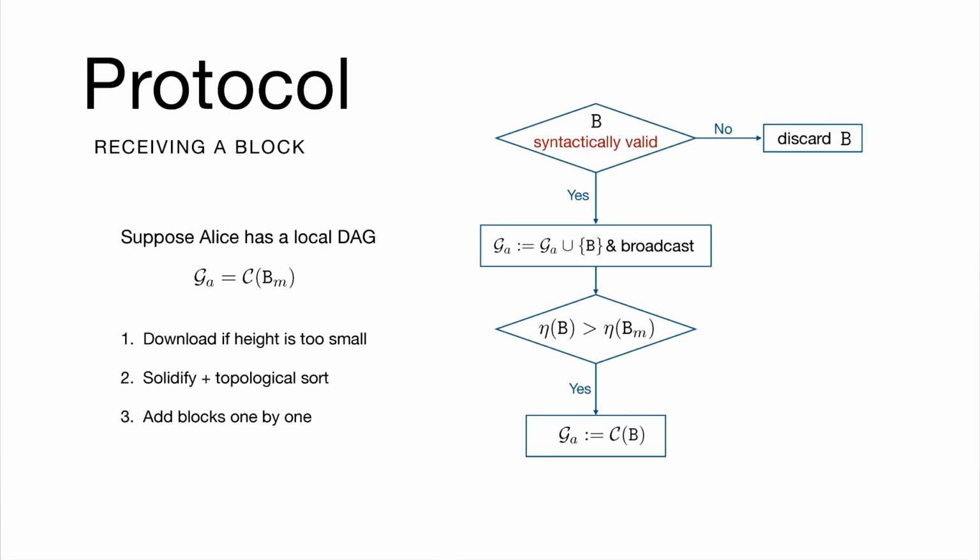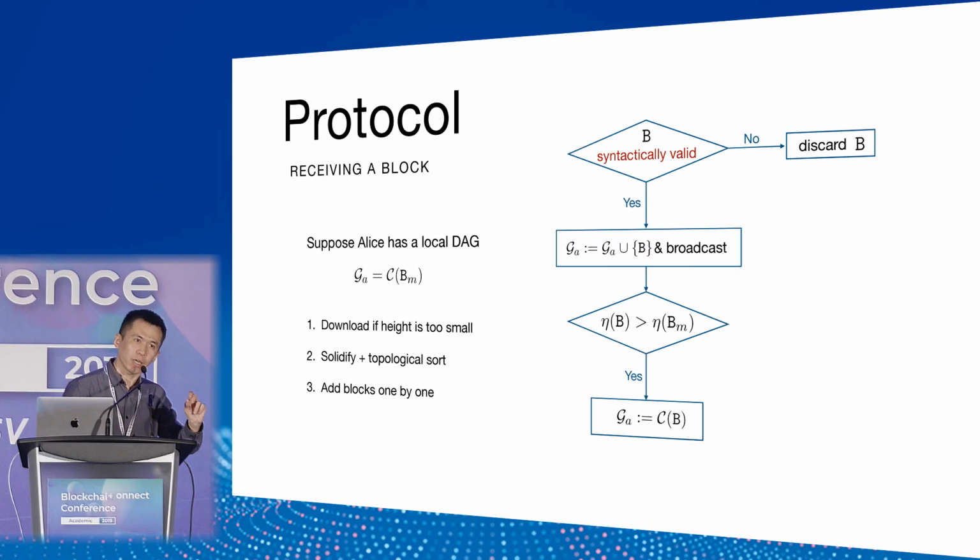Now let's talk about how you're going to add one block. If you want to add block B into your system, you need to check its syntactic validity. So basically, whether the block header pointers are correct, and of course whether the transactions it contains satisfy the conditions that we specified on the previous page. If it is not syntactically valid, you just discard it immediately, even without broadcasting further. Otherwise, you're going to take that into your local DAG.